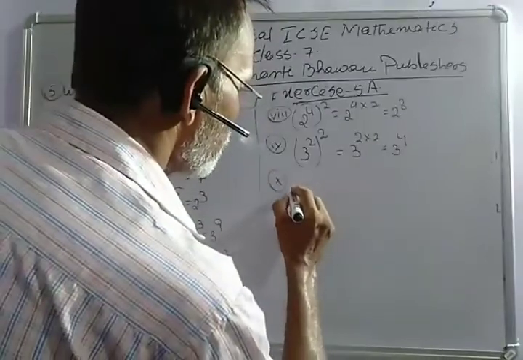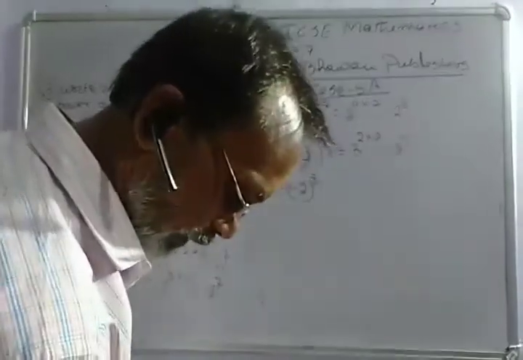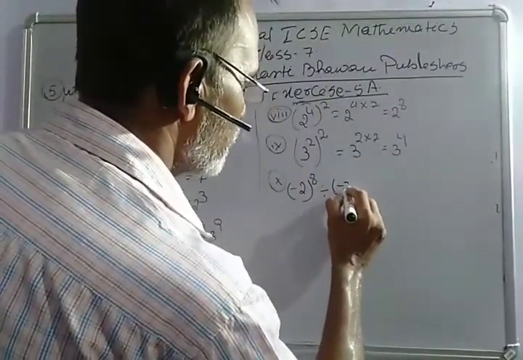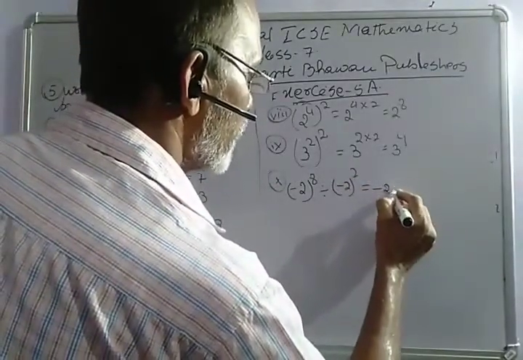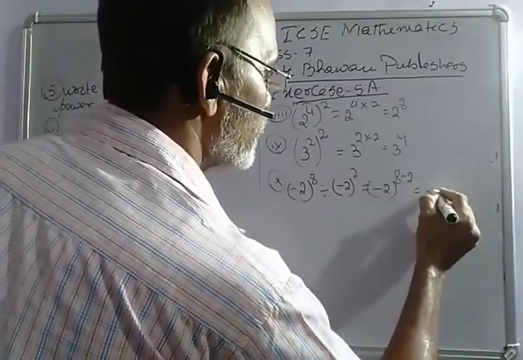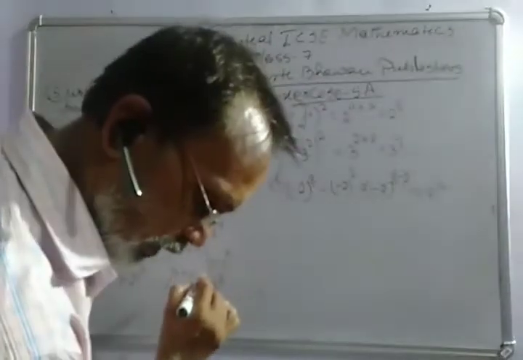Minus 2 to the power 8 divided by minus 2 to the power 2. So division is performed. Therefore minus 2 to the power 8 minus 2. This is minus 2 to the power 6. Then number 11.